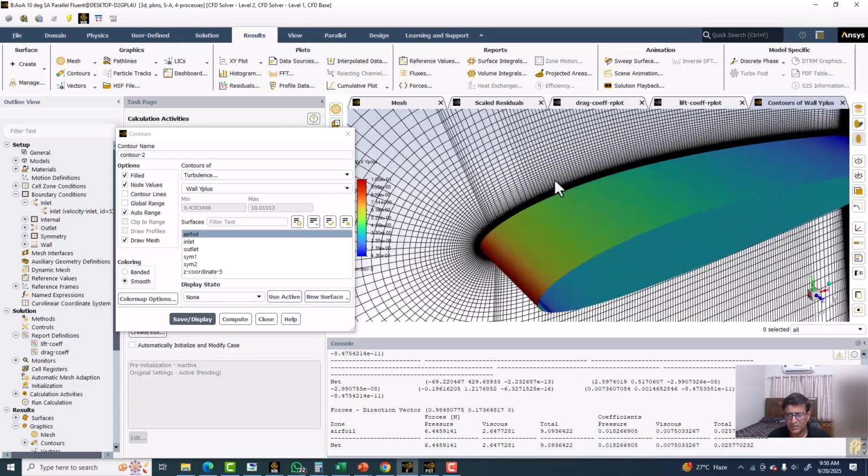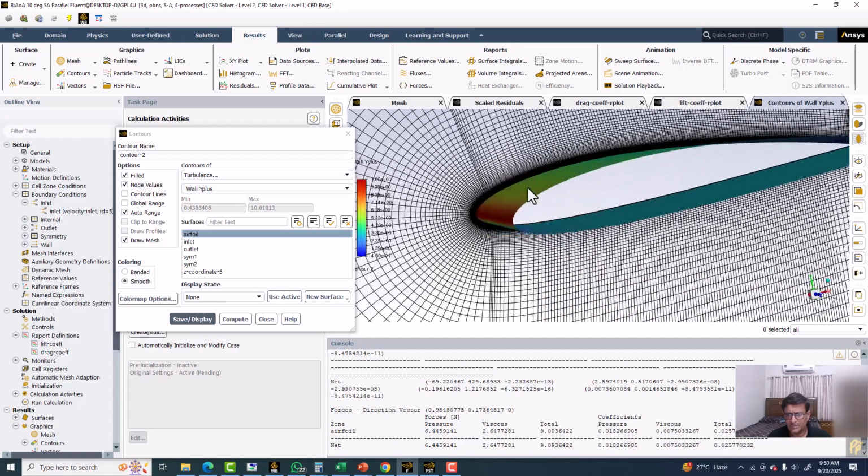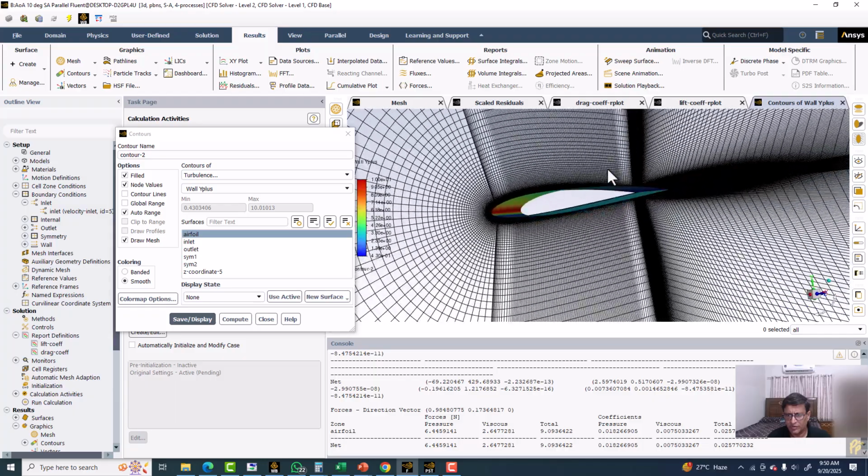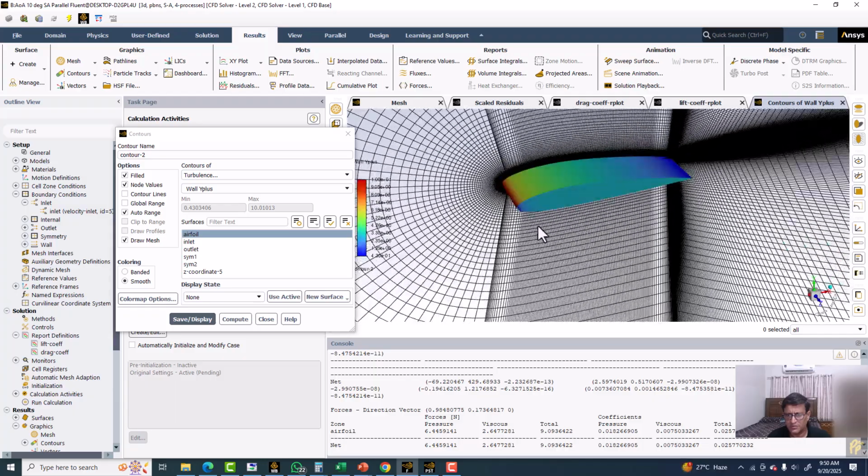Okay, so you can see this graph. If you make this, the picture looks very good when you display it in your presentation.